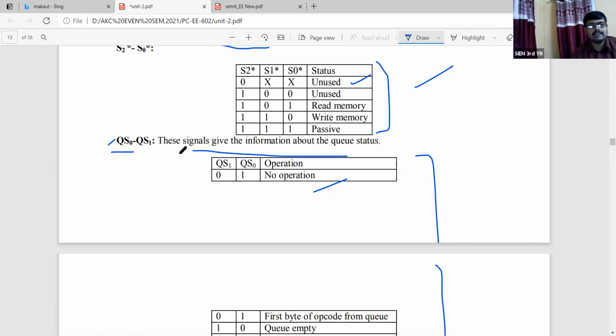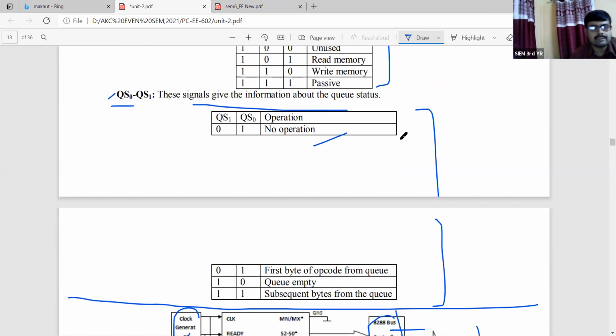Similarly, QS0 and QS1 are the status signals regarding the queue, with 4 different operations. QS1 0, QS0 0 is no operation. QS1 0, QS0 1 is the first byte of opcode from the queue. That is a similar format to what we discussed in the case of the 8086. Next, QS1 equals 1, QS0 equals 0 is queue empty, and the last one, QS1 equals 1, QS0 equals 1, is the subsequent bytes from the queue.